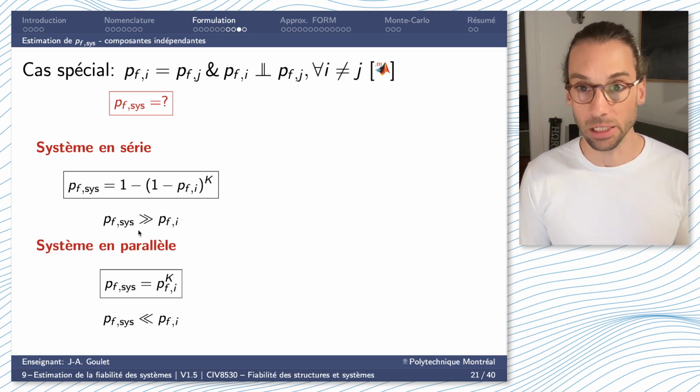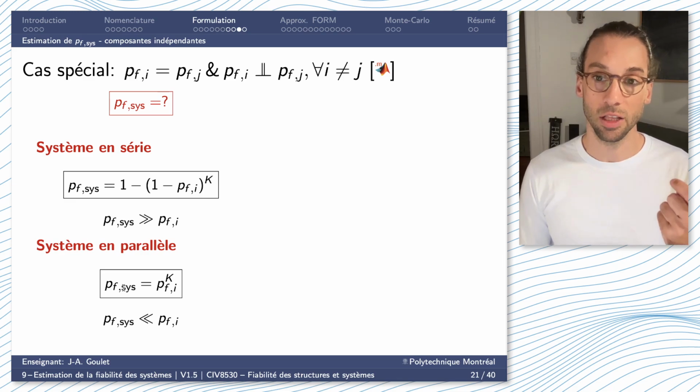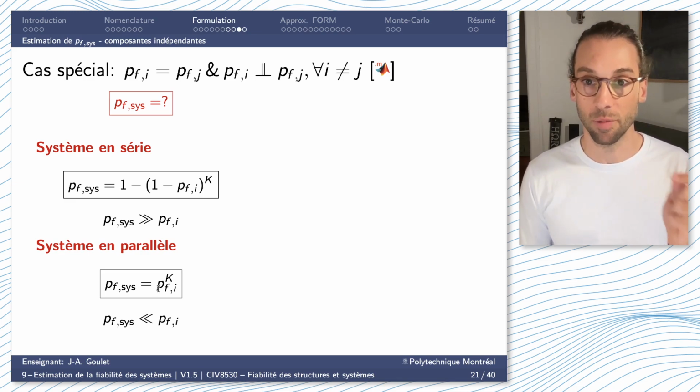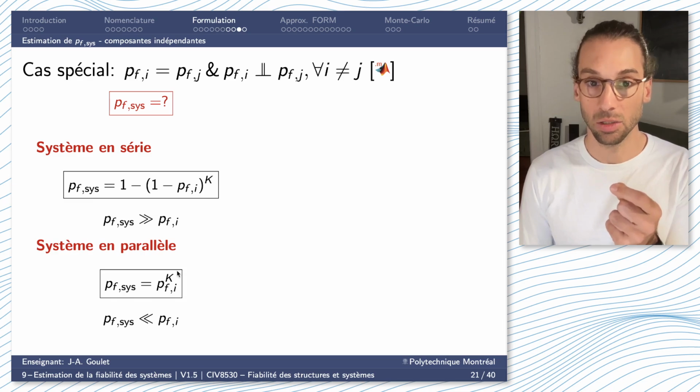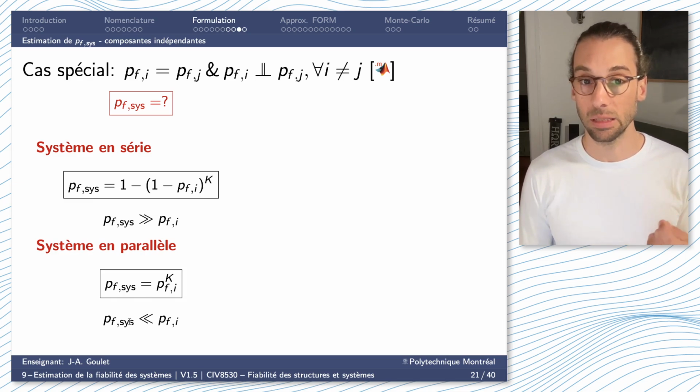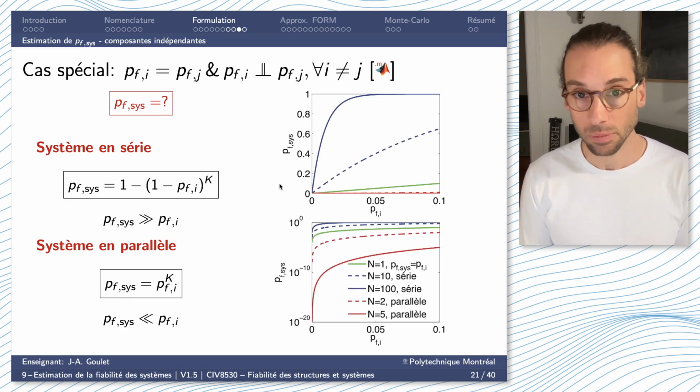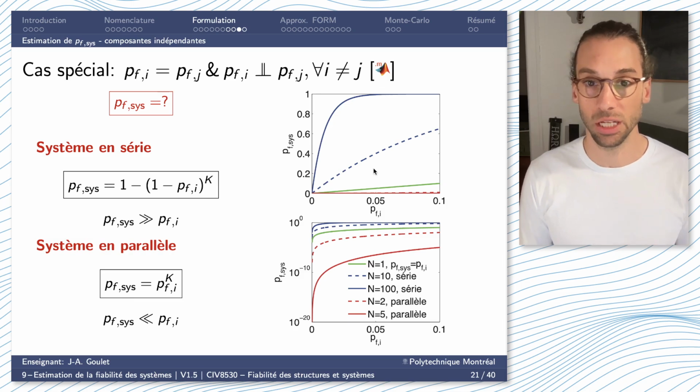If I have a parallel system, the probability of failure of my system is going to be the probability of failure of my component to the power k. So that's going to mean that my failure probability of my system is going to be much smaller than the probability of failure of my component. So this is expressed visually in those graphs.